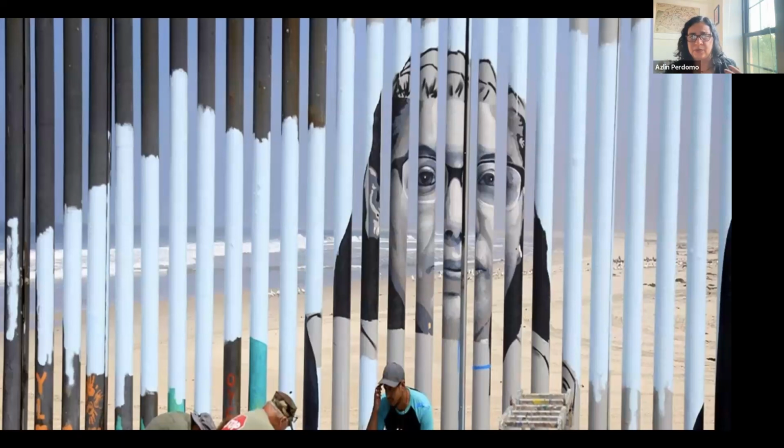You will see that many artists paint the wall in blue as a way of erasing the wall, because the blue blends with the ocean and the sky in the background. So this is a powerful image because you see a close-up of one of the migrants that was deported from the United States back to Mexico.